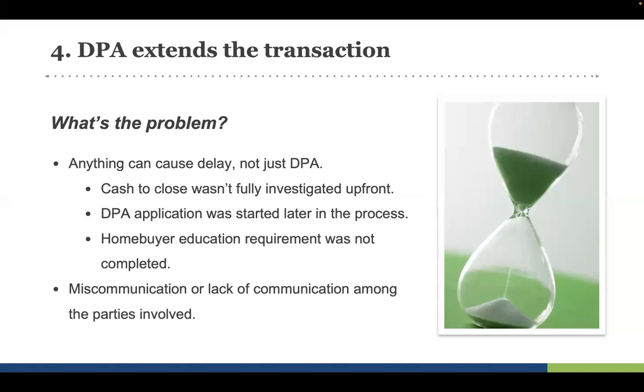And then sometimes this problem is just due to miscommunication or a lack of communication among the parties involved. Is the loan officer talking to the buyer's agent? Is everyone talking to the seller and the seller's agent? Is the buyer themselves involved in hearing what they need to hear and doing what they need to do? So that's the problem and some of the causes of the problem. Now, I will acknowledge there are some DPAs that just take a little longer, but that's not the general rule. That's more the outlier or the exception. That said, most of them, any loan officer who knows what they're doing, they're going to close in basically the same amount of time as any other transaction.